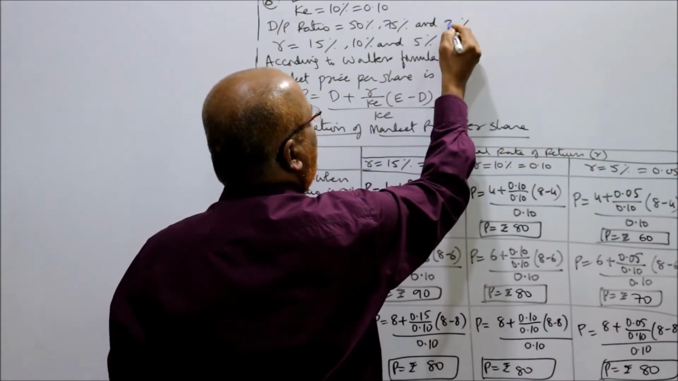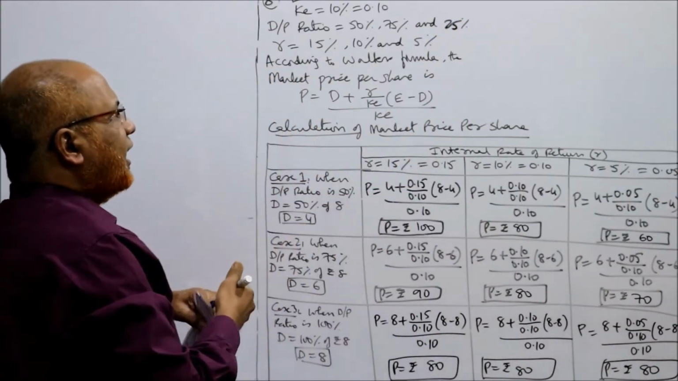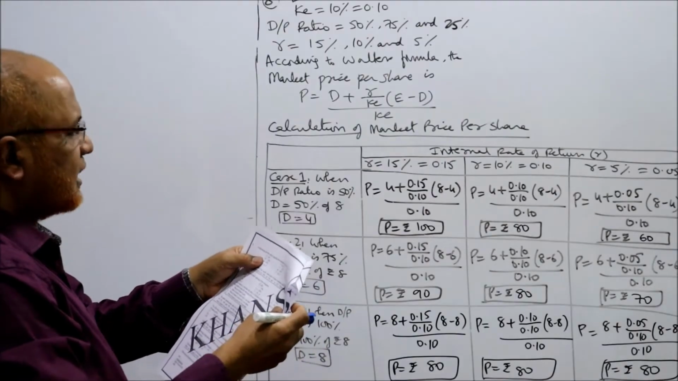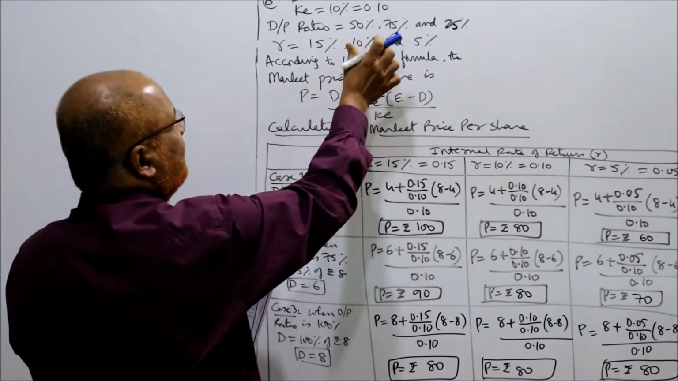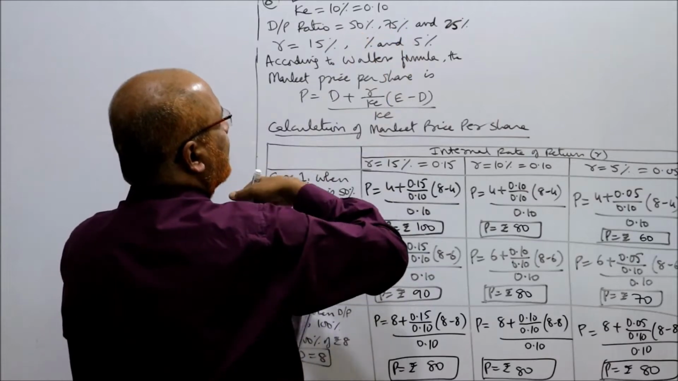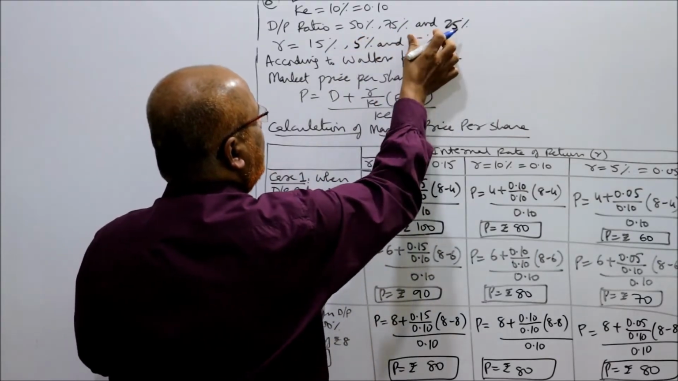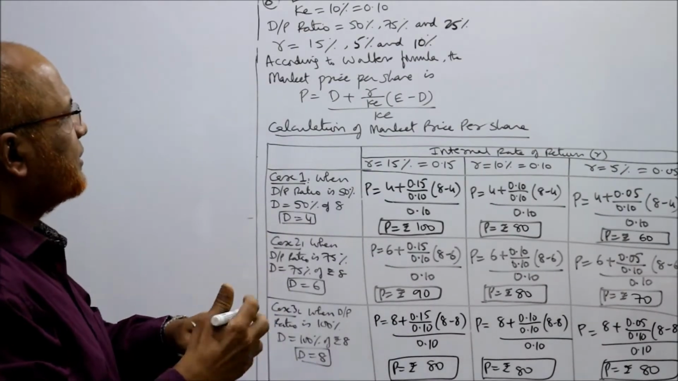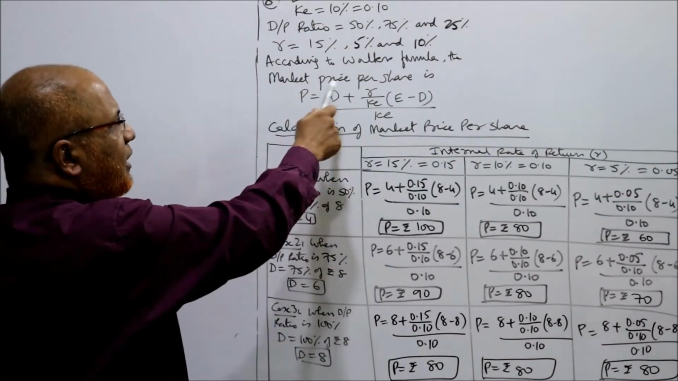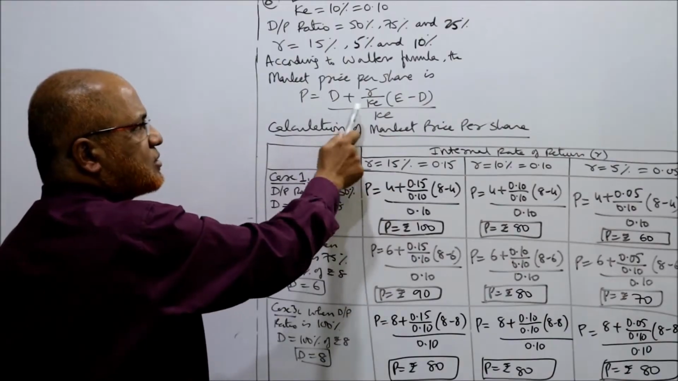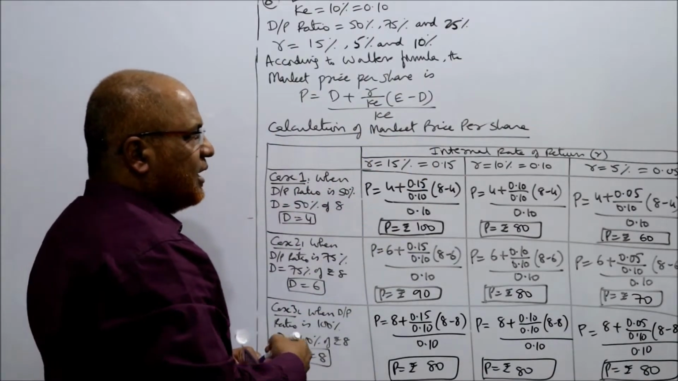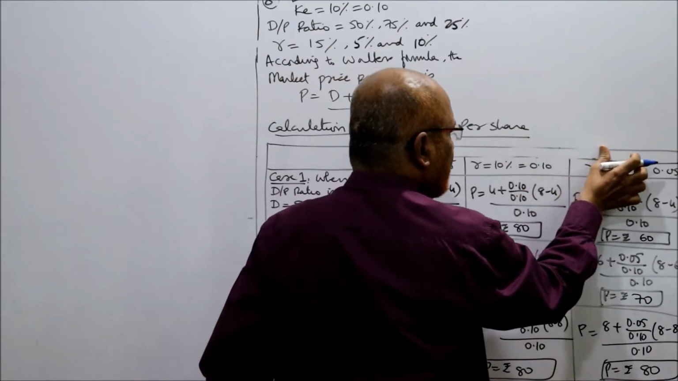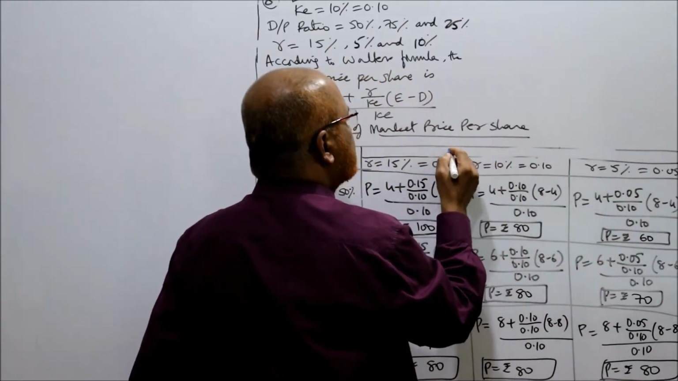50, 75 and 25. And internal rates of return. Internal rates of return are given 15%, 5% and 10%. So according to Walters formula, the market price per share is so and so. Calculation of market price. Here I am not going to write internal rate of return. I will write companies.